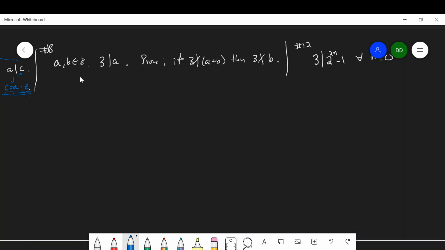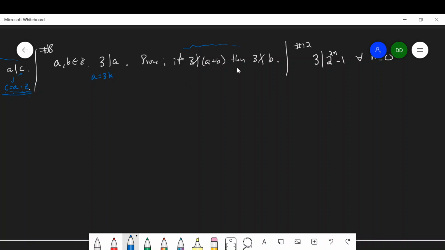So here we're given that a and b are integers and that 3 divides a. So right off the bat, I know that a equals 3 times, I'm going to call it k this time, 3 times k for some k. And I want to prove this implication: if 3 does not divide a plus b, then 3 does not divide b.